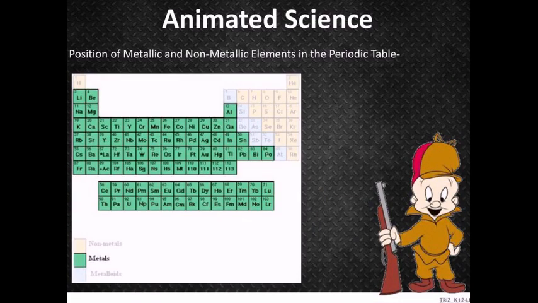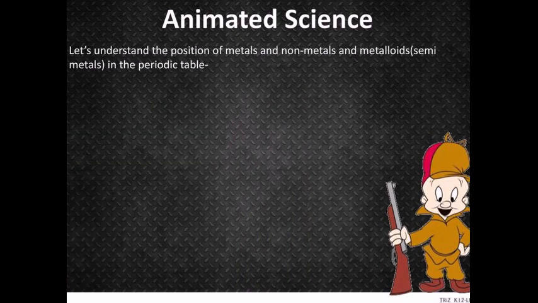Position of metallic and non-metallic elements in the periodic table. Let's understand the position of metals and non-metals and metalloids or semi-metals in the periodic table.